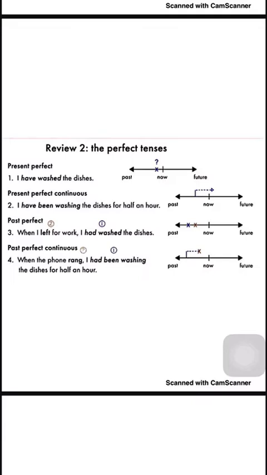I have been washing the dishes for half an hour. That is in the present perfect continuous. It means that I have not finished washing them yet. I started half an hour ago and I'm still doing it.